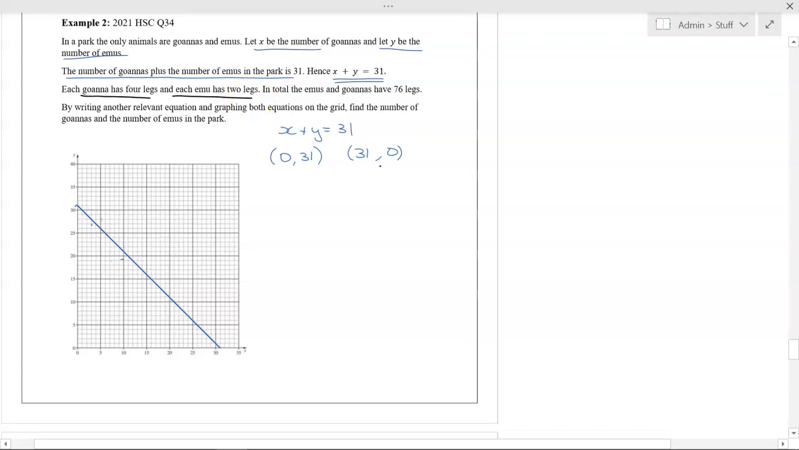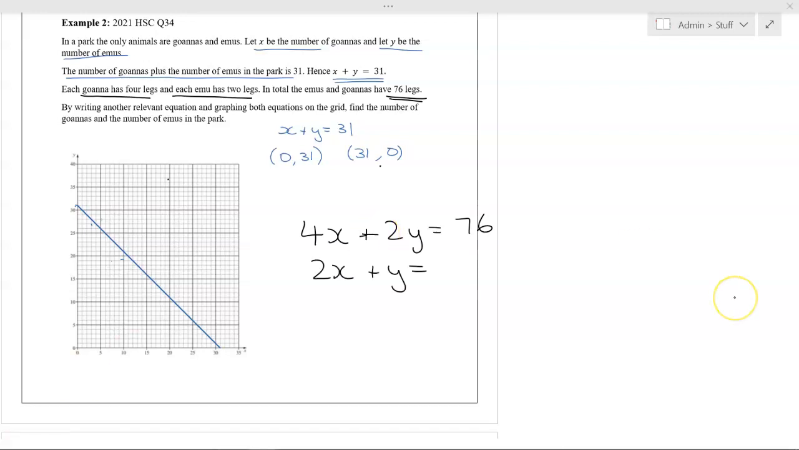Each goanna has 4 legs and each emu has 2 legs. In total, the emus and goannas have 76 legs. So we're going to try and write an equation for that part of the question. So this would mean 4x plus 2y, because x is goanna, y is emu, should equal 76. Now I can try and graph that, but I'm going to make my life a little bit easier. I'm going to divide everything by 2 first. So this will mean 2x plus 1y will equal 38.